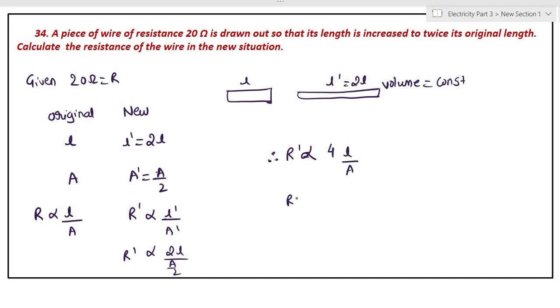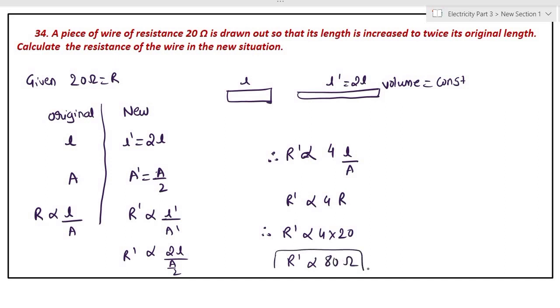See, R dash is equal to 4 into L by A, and L by A means R. Therefore, the new resistance R dash is 4 times the original resistance 20. Therefore, R dash is equal to 80 ohm, which is the answer for the given question.